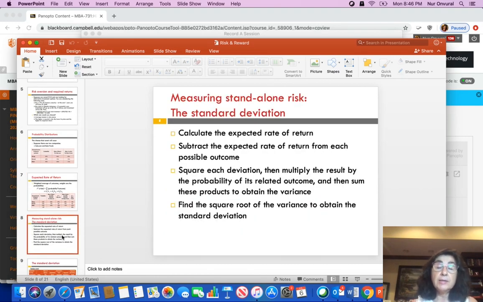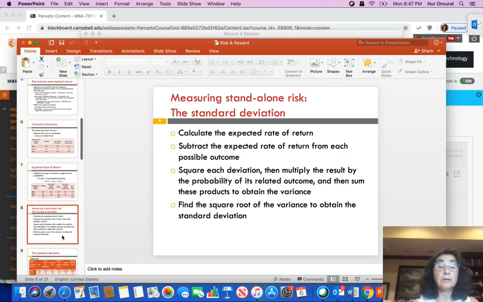Then we can look at their risk. The standalone risk is measured by the standard deviation. In order to calculate the standard deviation, we first compute the expected rate of return. Then we subtract the expected rate of return from each possible outcome. We square each deviation, multiply the result by the probability of its related outcome, and sum these products to obtain the variance. Finally, the square root of the variance gives us the standard deviation.